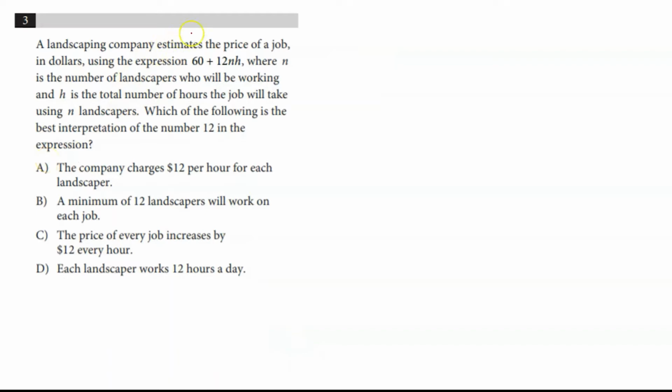Question 3. We're given an expression that estimates the price of a job, and we are asked to find the best interpretation of the number 12 in the expression. So we can identify the parts of our linear expression here. 60 is the y-intercept, and 12 seems to be a sort of rate. So we can look for the answer choice for a rate, and choice A fits that.